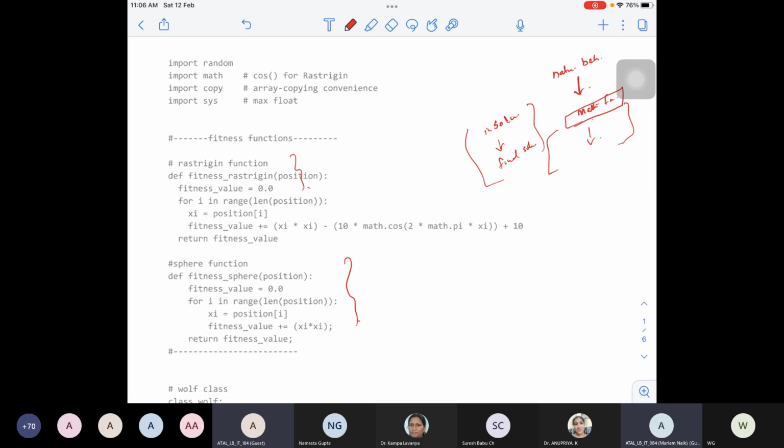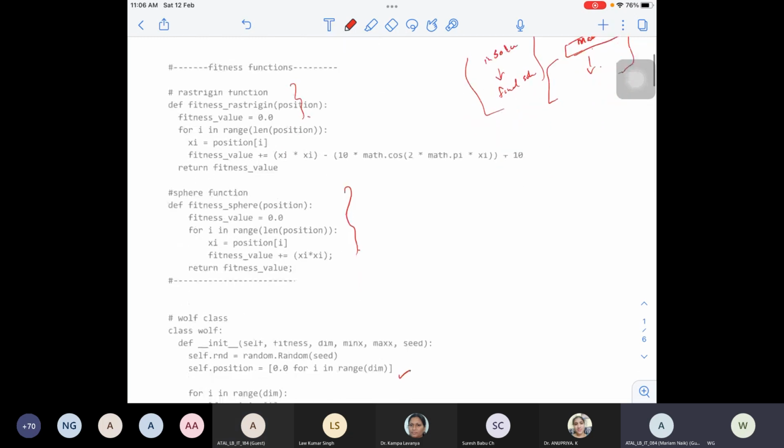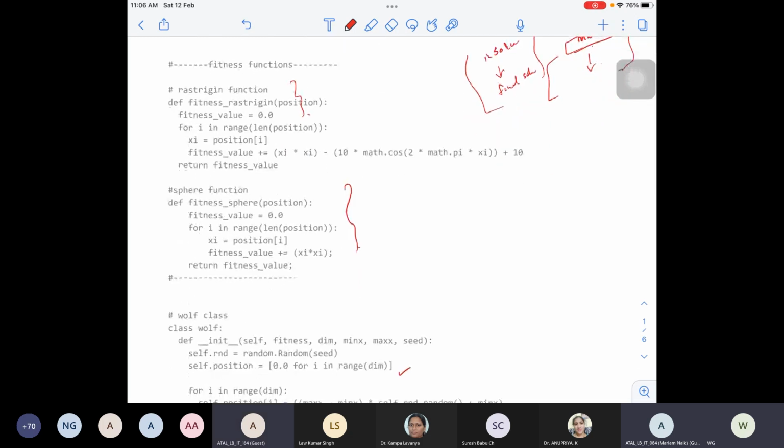Excuse me, sir. Yeah, please. Sir, is this fitness function classifier independent? I did not get the question. What do you mean by that? How do you put the classifier and the fitness function together?